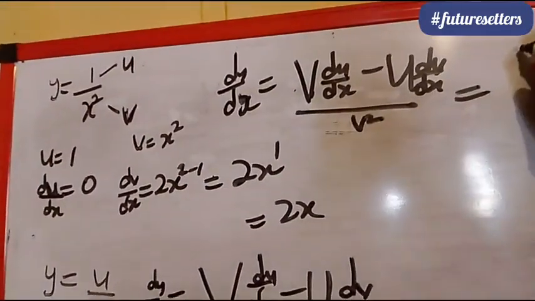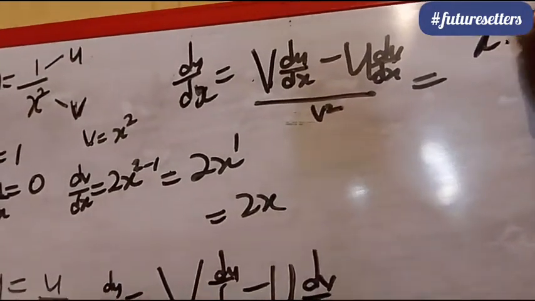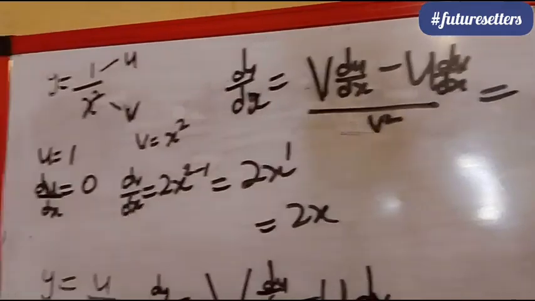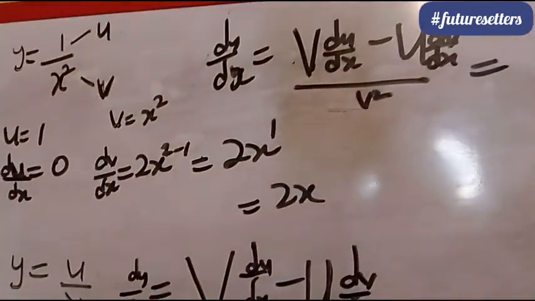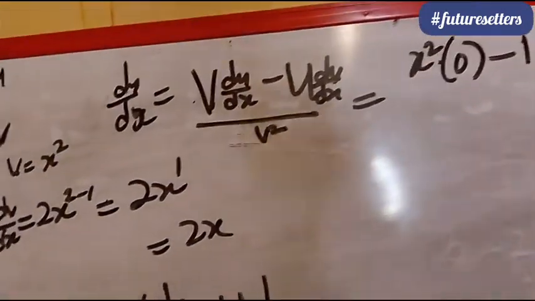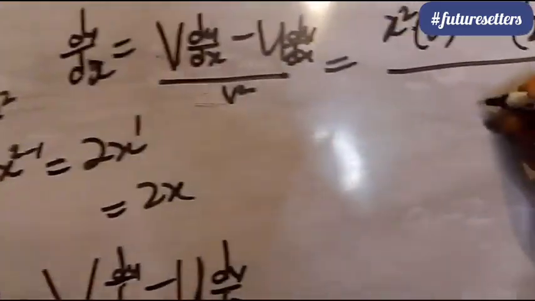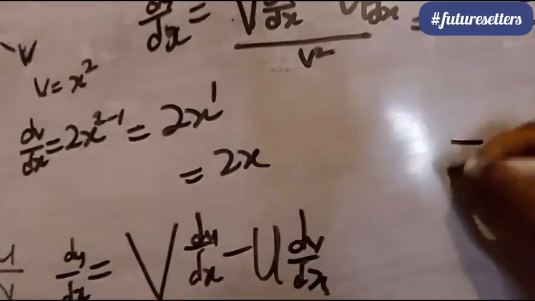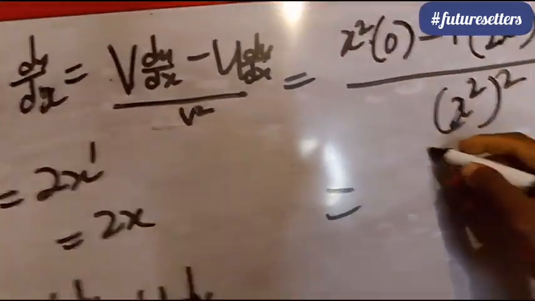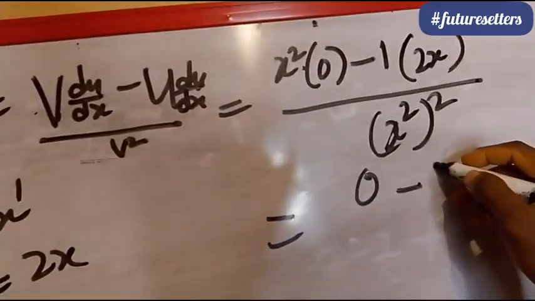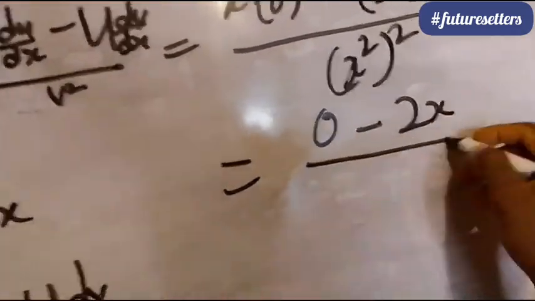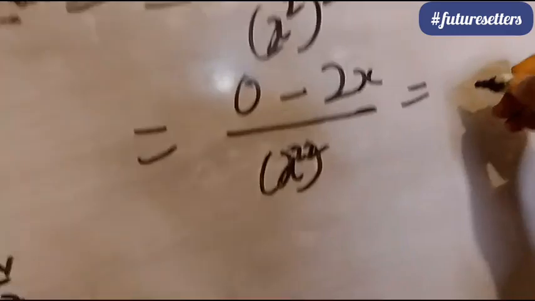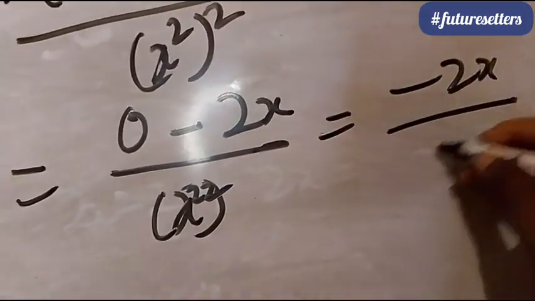We have that v is x squared. Then we have du/dx is 0. Then we have u which is 1. Then we have dv/dx which is what? 2x. Then we have v squared which is x squared raised to power 2. Now you know that 0 times this will give us 0, so write 0 minus 1 times 2x will give us minus 2x over x squared raised to power 2, and this will give us minus 2x over x raised to power 4.